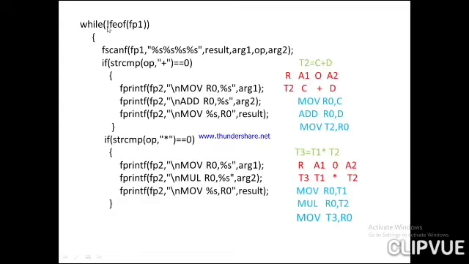Now you come to, if it is not the end of the file, meaning in the input file there are still characters. So fscanf. Result, argument 1, operator, argument 2. As I told you, whatever is there in the input, we are storing all your input in this particular format: 4 columns. One is result, that is R. Another is argument 1, next operator, and argument 2. So we are reading whatever input you are giving.